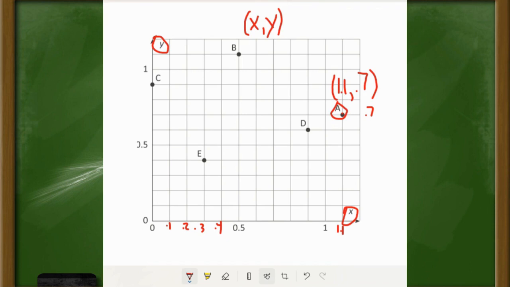Nice job, mathematicians. Now, there are other points on this graph, points B, C, D, and E. It is your job to identify those coordinate pairs on your graphs, and then when you are ready, come back and we'll start with our new material for today. I'll see you guys in a second.